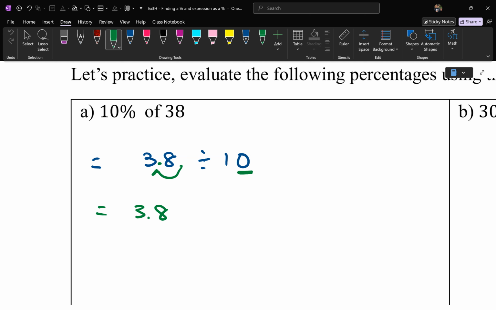It's 3.8. So if it was a $38 top and they said 10% off, you know you're taking off $3.80 of whatever the price is. So 38 bucks, take away 3.80. Let's try the next one.